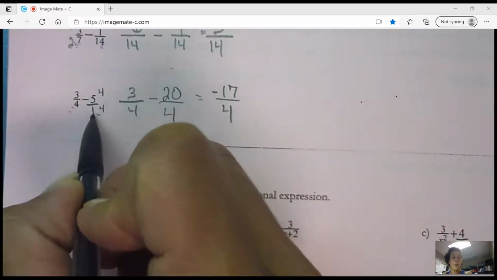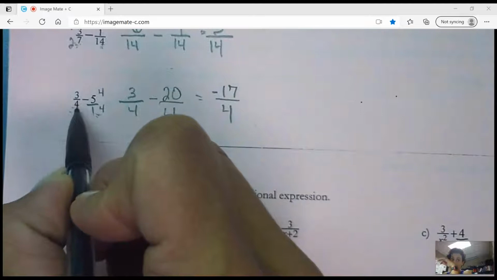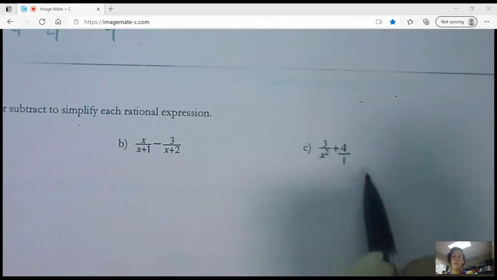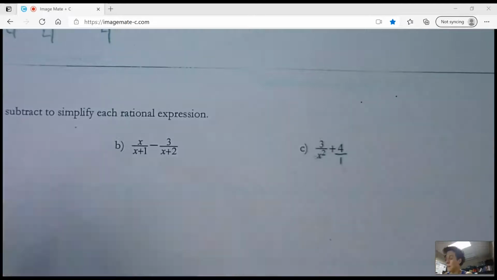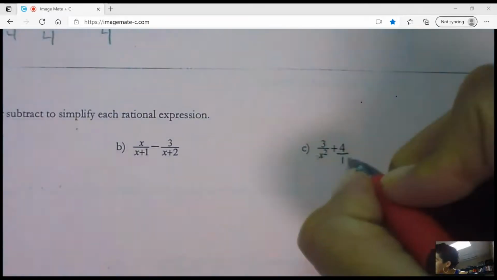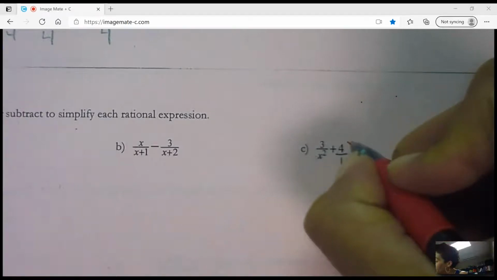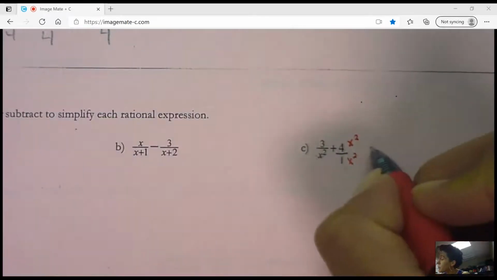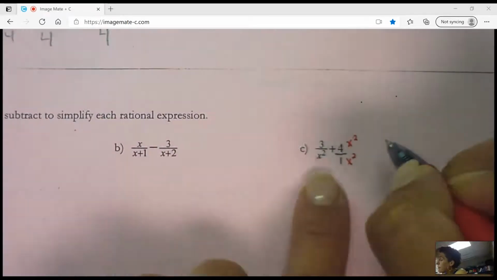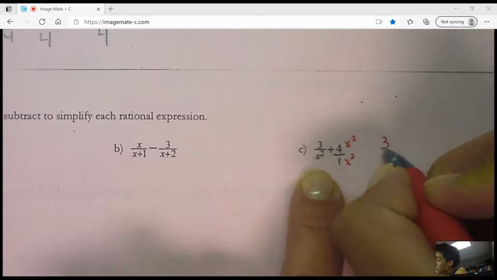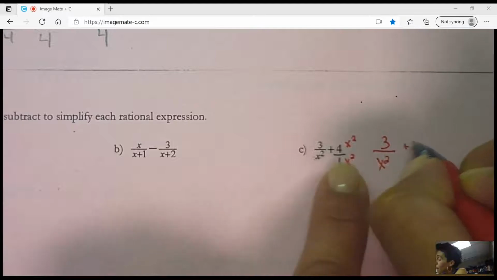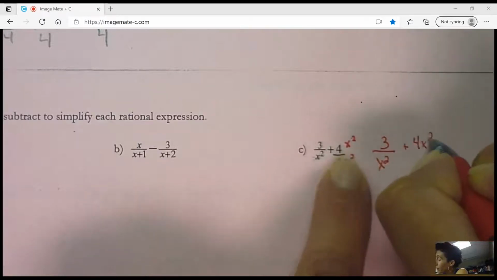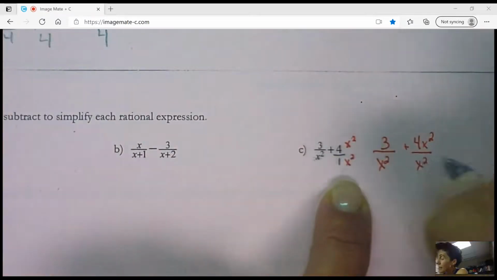And so if this is 1, I chose that denominator to be the least common denominator. So if this is 1, let's let x squared be the common denominator. So to get this to be x squared, I'm going to multiply the denominator by x squared and the numerator by x squared. So now I have my first fraction, which didn't change, and I have my second fraction, which is now 4x squared in the numerator and x squared in the denominator.